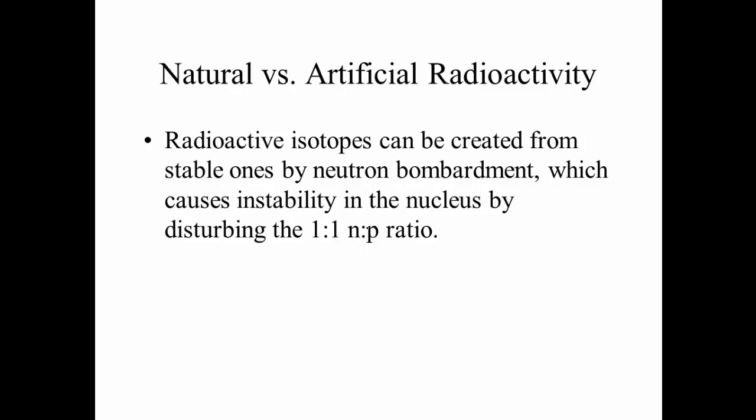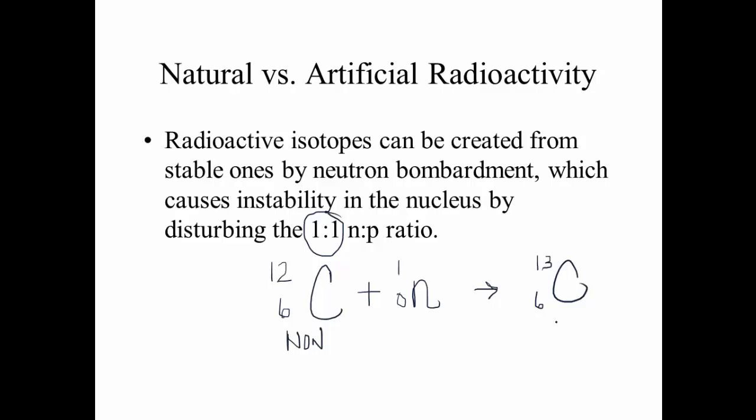Radioactive isotopes, again, can be artificially created from stable ones by something called neutron bombardment, which causes a disruption in that 1-to-1 neutron to proton ratio. So again, if you had carbon-12, which is 6 protons and 6 neutrons, and you add a neutron to it, which remember is 1, 0, that's going to turn it into carbon-13. So it's still carbon, it still has 6 protons, but we've disrupted that neutron to proton ratio. So we've turned it from non-radioactive to radioactive. So we can artificially create radioisotopes.